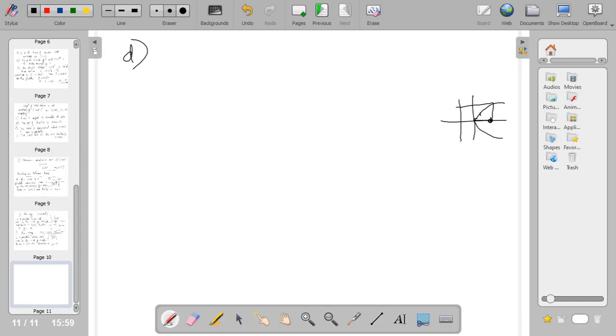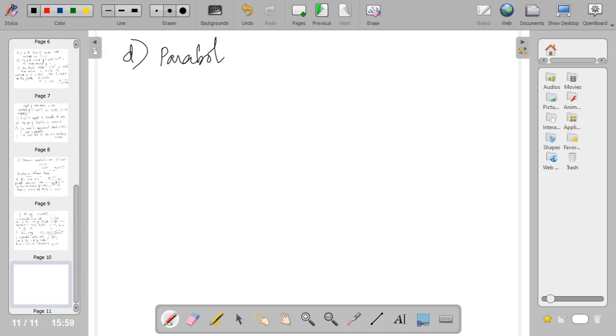So taking a point on the parabola, the distance from that point to the focus must be equal to the distance from that point to the directrix. Now one more definition can be given to the parabola. So we will look at that definition.